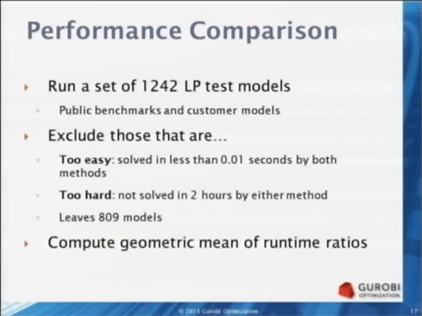What does this mean? What does too easy and too hard mean? We just arbitrarily said that any model where both barrier and simplex can solve it in less than 0.01 seconds, it's not even worth trying to measure. And just to keep the test tractable, any model where neither of the two algorithms can solve it in 2 hours, we just exclude it. That leaves about 810 models. And then what we do is we run simplex on the model, we run barrier on the model, we take the runtime ratio and then take the geometric mean across that full set of models.